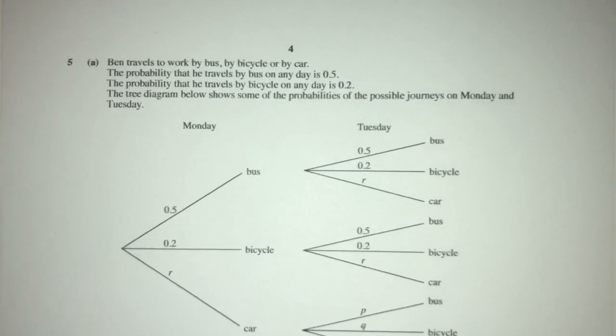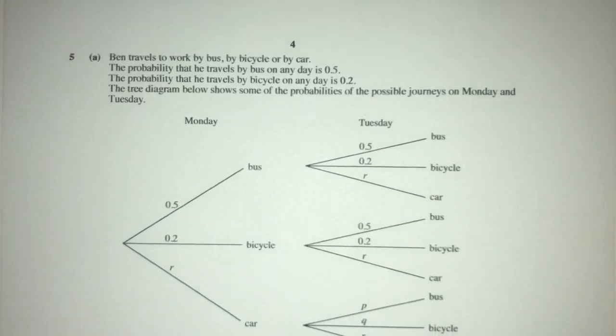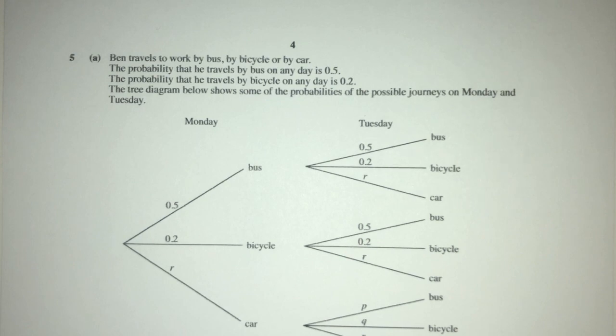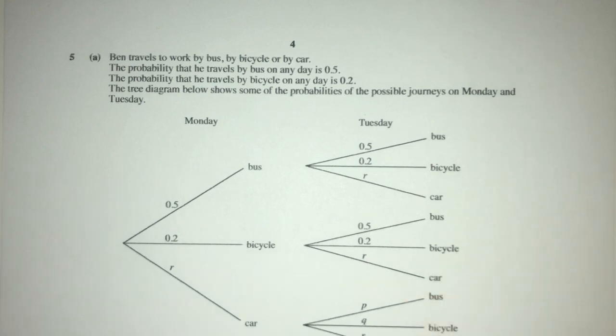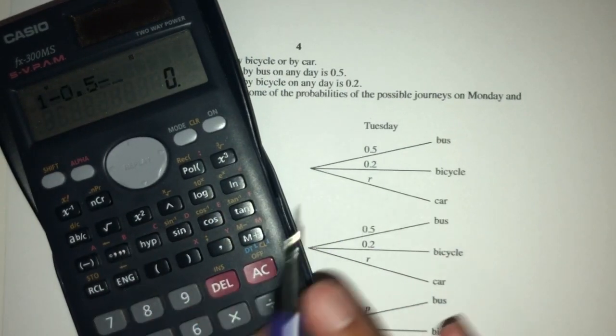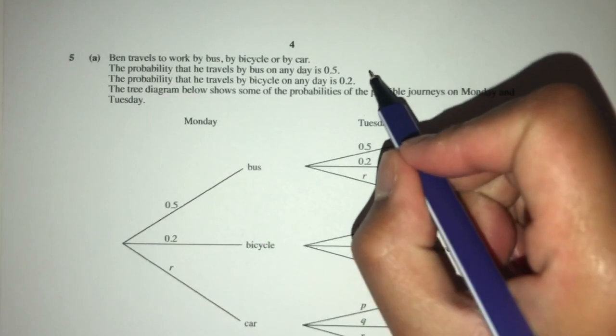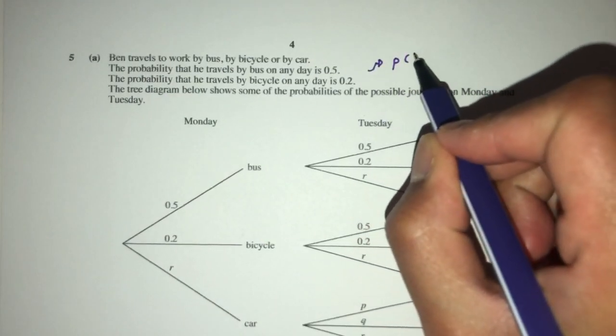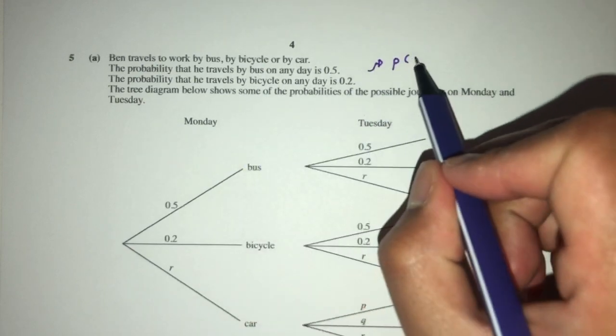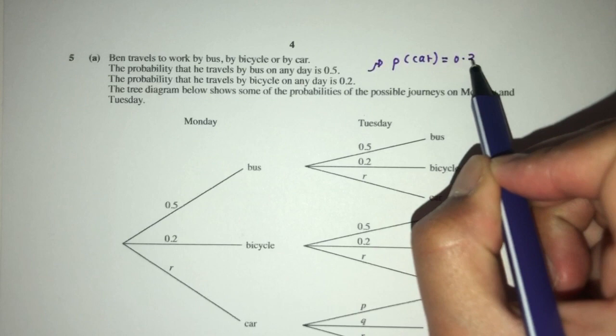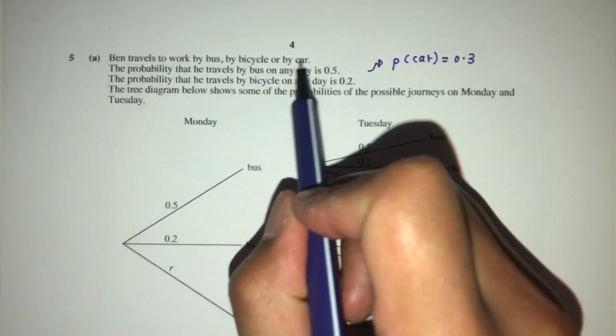Okay, so let's move on to question number 5. Ben travels to work by bus, by bicycle, or by car. So he has 3 methods of traveling to work: bus, bicycle, or car. Now the chance that he travels by bus on any day is 0.5, okay? And the chance he travels by bike is 0.2. So obviously the chance he travels by car will be the remaining, which is 1 minus 0.5 minus 0.2, that will be 0.3. Because here we have bus, bike already, we have to find the car one in the end.